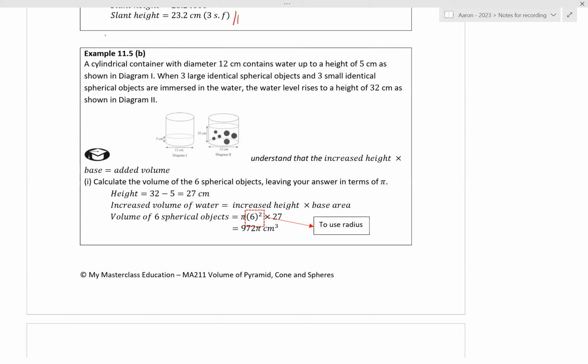Then you just take your base area of your cylinder times your height to find the volume. That's how you get 972 pi cm cubed. Because they ask you to leave your answer in terms of pi, that is why you leave it in terms of pi. If not, you always go and key in your pi in your calculator.